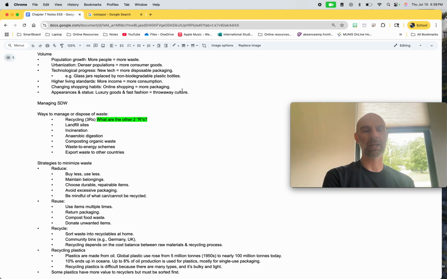Reuse. Use items multiple times. Now with clothing, when eventually it does go to crap, I just reuse it as rags. I've actually gotten to the point where I'm about to ask my wife if we can use rags instead of dish sponges. It's just one more way to use them.